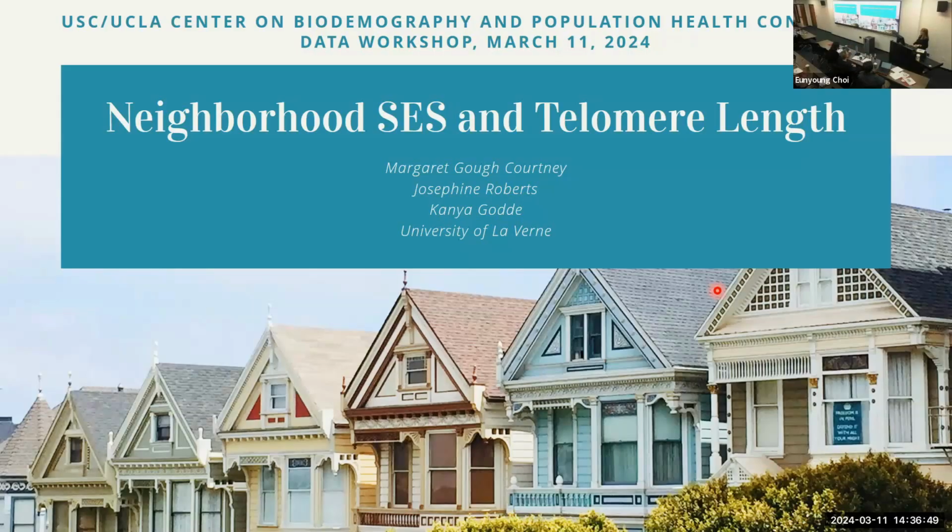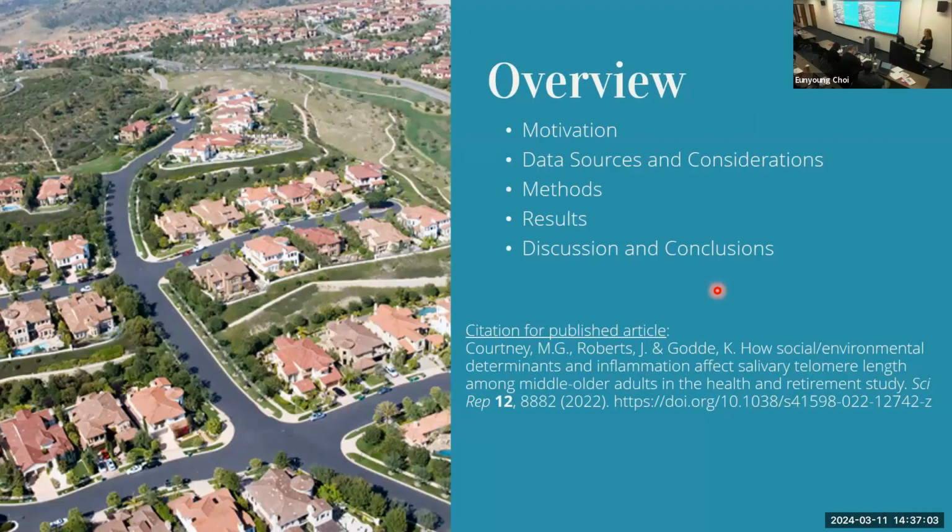All right, so this is joint work that was published in 2022 with Josephine Roberts, who was our undergraduate research assistant, and my colleague on the NIA grant, Kanya Godi-Kristen. So I'll give a brief motivation, talk about the data sources and some of the data considerations, talk a little bit about the methods and results, and then give some discussion and conclusions. I didn't know what the other talks were exactly going to be about, but I think you're going to see that some of the conclusions I end up talking about relate well to some of the stuff we've heard so far. And that's the citation for the article if you're interested.